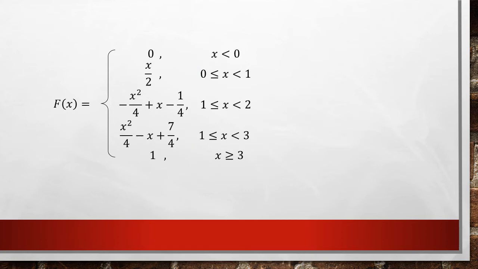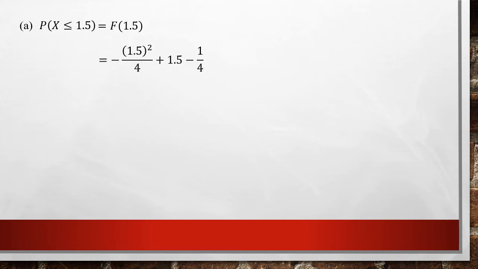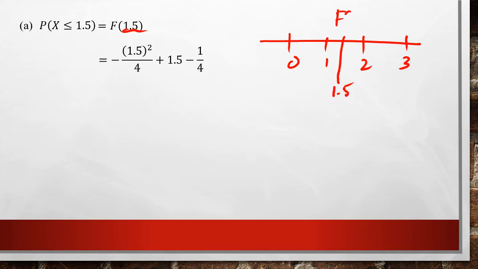Okay, so now we can write down the answer for the probability. Because we want to find the probability of x less than or equal to 1.5, this is equivalent to capital F of 1.5. Which function should we use? You need to know the intervals 0 to 1, 1 to 2, 2 to 3, and which interval this value will lie in. It will lie here, 1.5. So you need to use capital F of x for the interval in between 1 and 2, which is negative x squared over 4 plus x minus 1 over 4. Substitute 1.5 into the function, and we get the answer equal to 11 over 16.